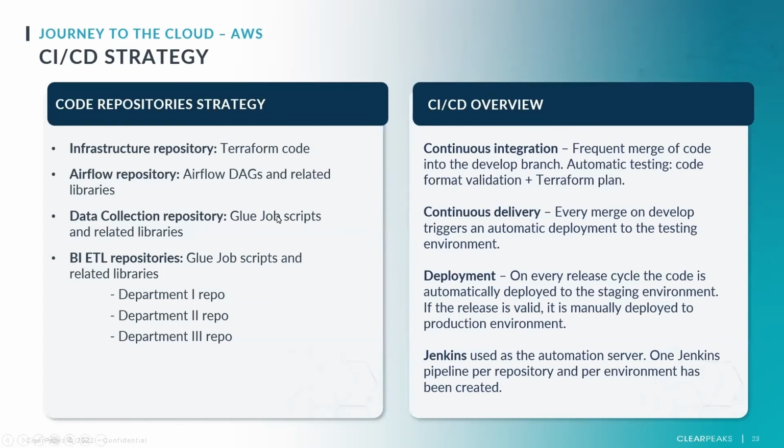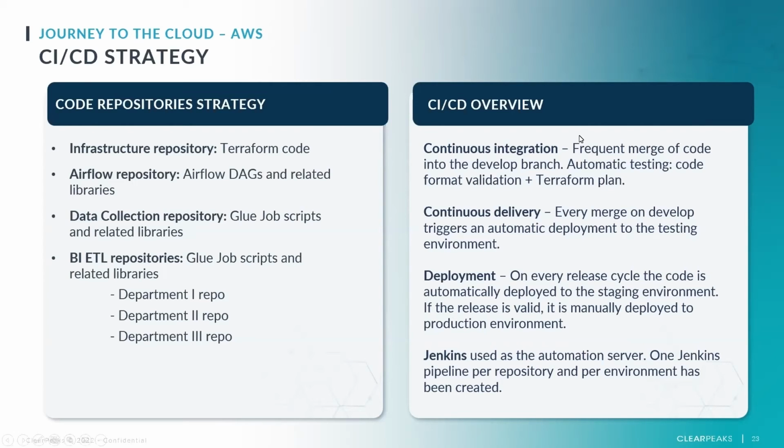Okay, let's get into the continuous integration, continuous delivery. Here on the left, you can see the code repository strategy, which main repos we used. One dedicated to host all the Terraform code, which was the infrastructure repository. Another one where all the Airflow logic was sitting, so the DAGs along with their libraries. The data collection repository, so the ingestion layer, Glue jobs. And then we had several repos for the transformation layers, one per department.